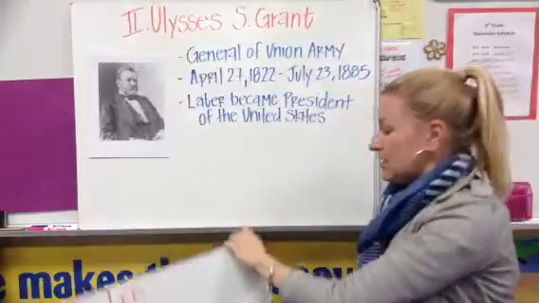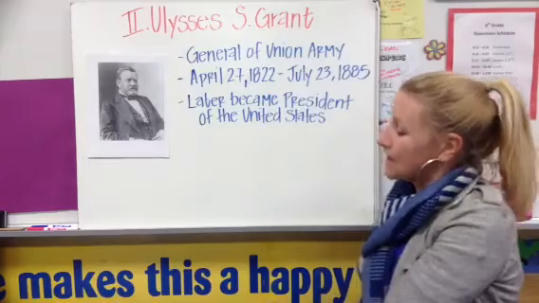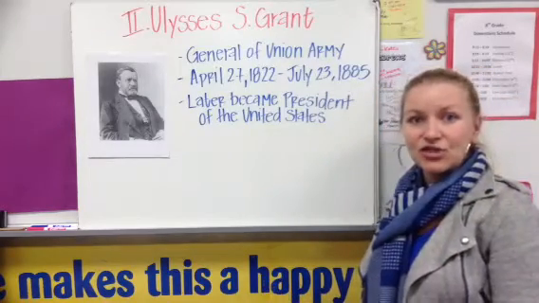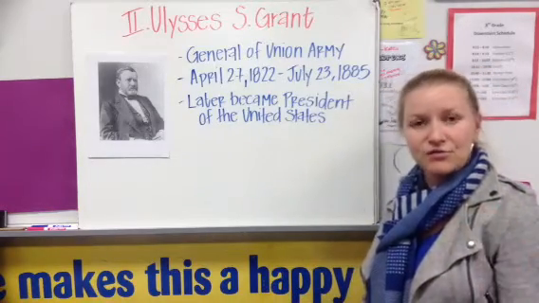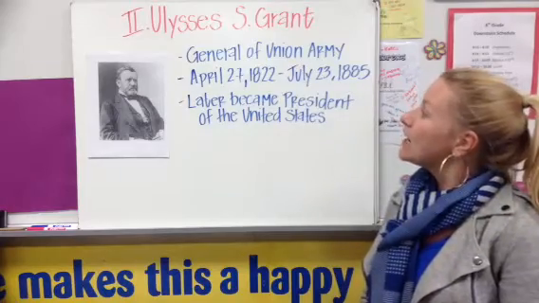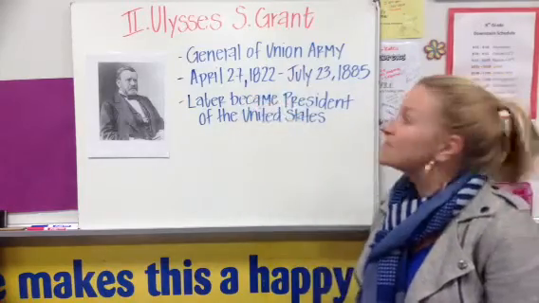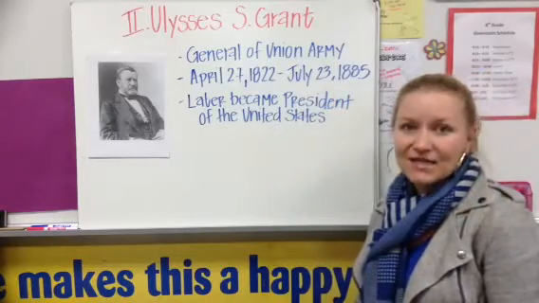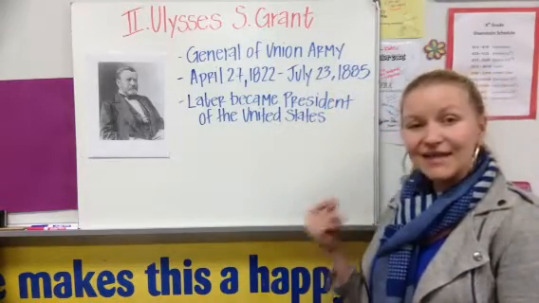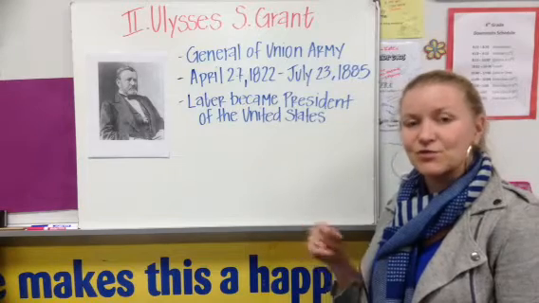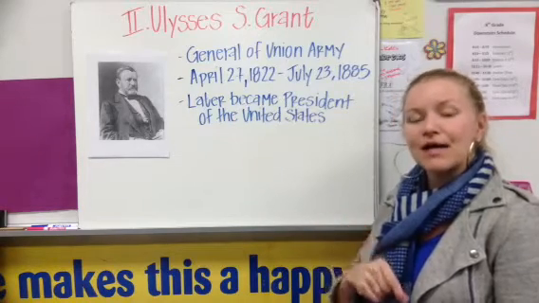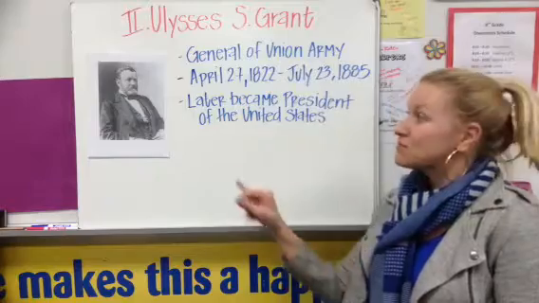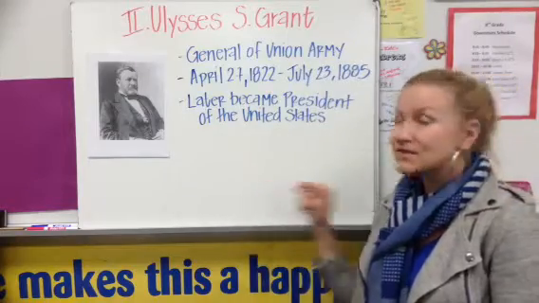Our next person is Ulysses S. Grant. Ulysses S. Grant was the general of the Union troops, or the troops that were fighting for the North. He was alive from April 27th of 1822 through July 23rd of 1885. He later became president of the United States. We're going to talk about him at a later point. So it's important that you recognize his face.